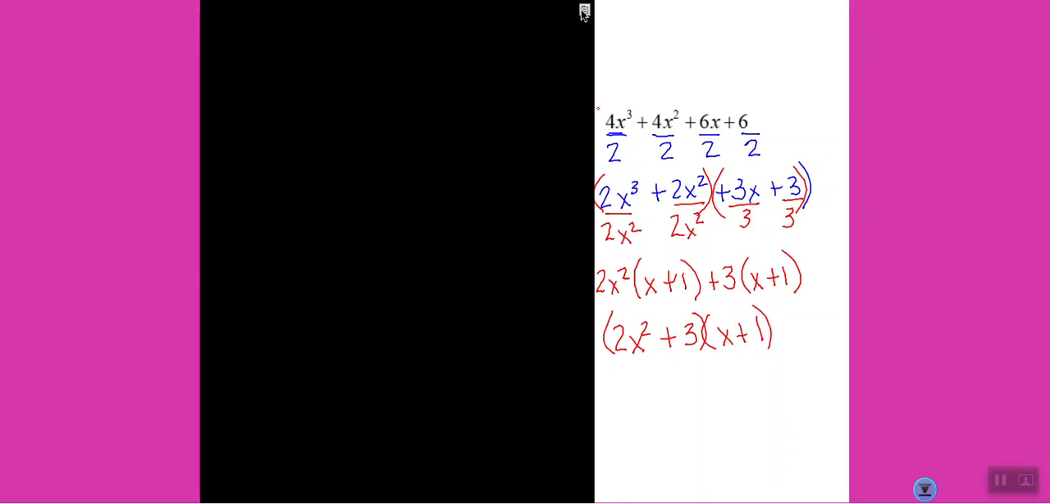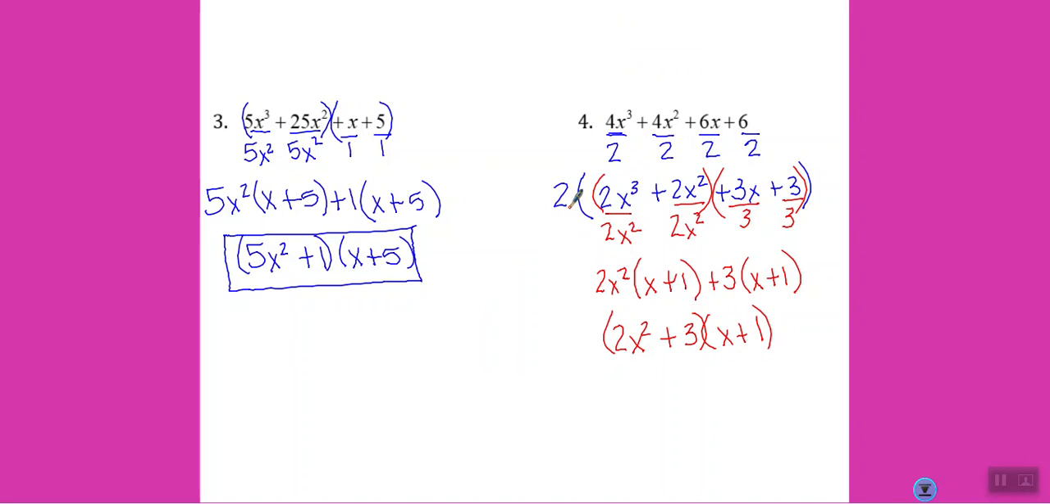Now, before we're finished though, we're going to take this 2 that we took out originally and we're going to put it in front, parentheses all around. And then, because these are all in parentheses, we'll just put it out front.